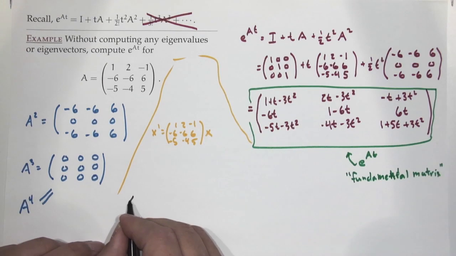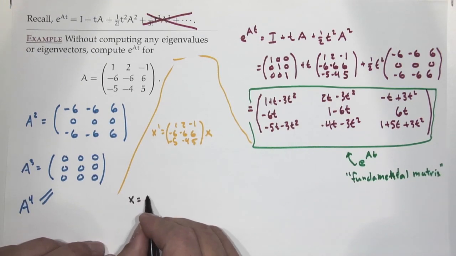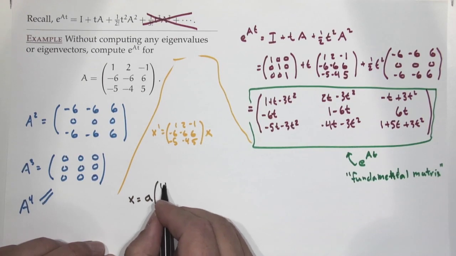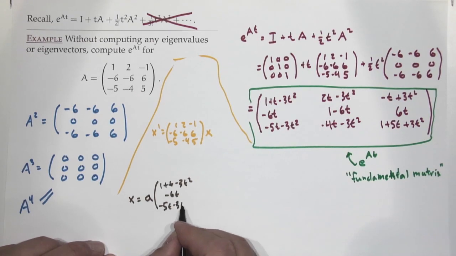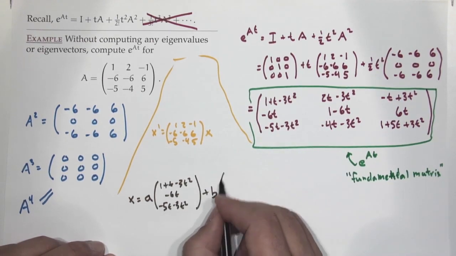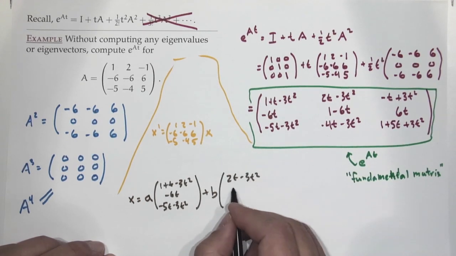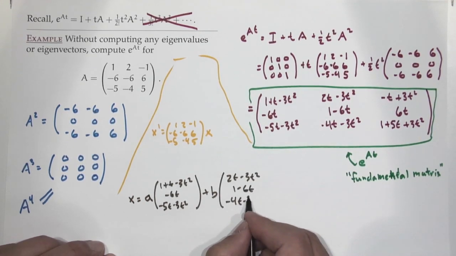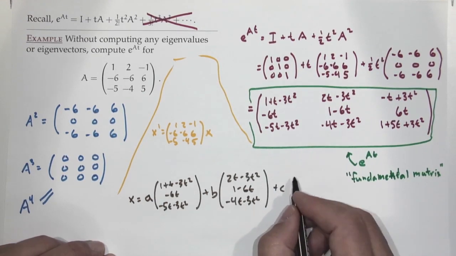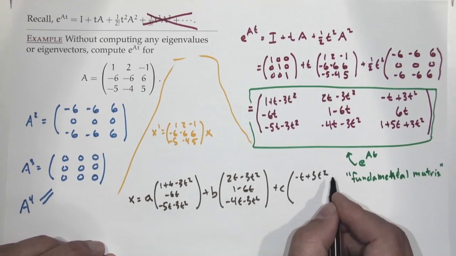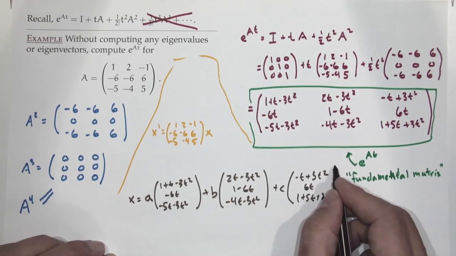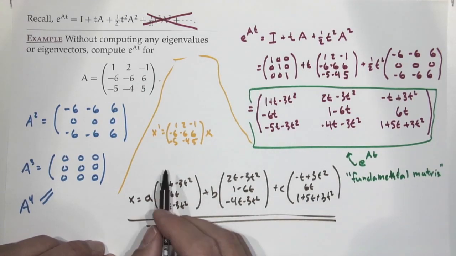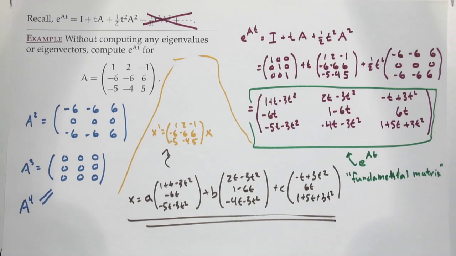So, in general, a solution will look like some constant, I'll use a little a, times the first column, plus some constant little b times our second column, and you can probably guess where we're going, plus some constant little c times our last column. So this right here is the set of all solutions to our differential equation, x prime equals Ax. So this is kind of cool.